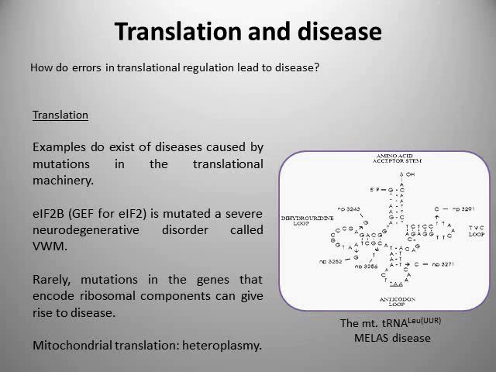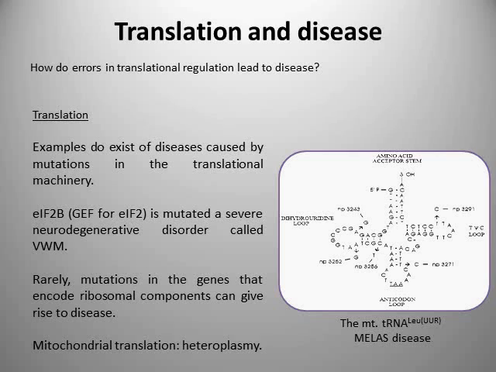Again, if you want to read about that in the wider literature, that's fine, but I don't require you to fully understand how the small ribosome subunit is assembled prior to translation. I've already explained that. But it's important you understand that a mutation in eIF2B, which is a component of that small ribosomal subunit, is linked to neurodegenerative diseases. There's rare examples where you can get mutations in the actual genes that encode ribosomal subunits.